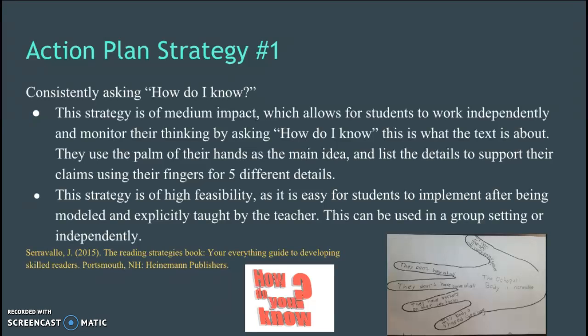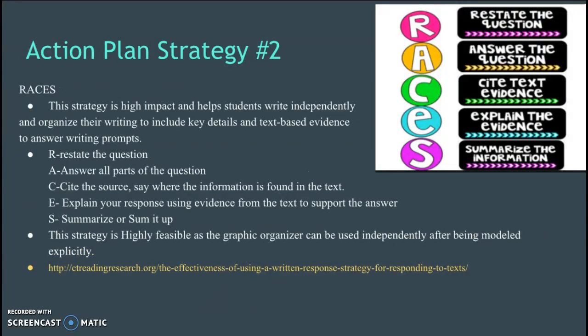This makes for high feasibility as it is easy for students to implement after being modeled and explicitly taught by the teacher. We found this resource in the Reading Strategies book in the chapter Your Everything Guide to Developing Skilled Readers by Sarah Vello. The second strategy that we came up with was RACES.